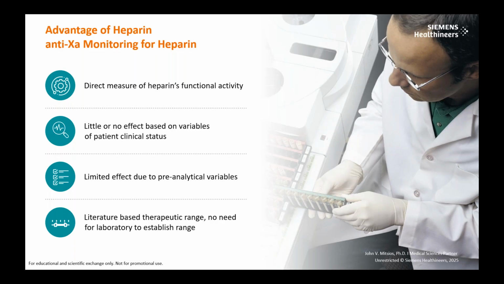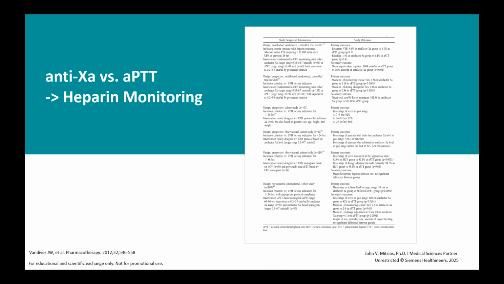And there's a literature-based therapeutic range. So there's really no need for the lab to establish their own therapeutic ranges. Now, there are some caveats to that, of course. Depending on the clinical indication, the reason for the anticoagulation, there may be changes in the therapeutic ranges, but they've been established within the literature. So it may not always be 0.3 to 0.7 for unfractionated heparin; it may be slightly higher or lower, depending on the anticoagulant being given, when we talk about heparin and LMWH, or low molecular weight heparin.